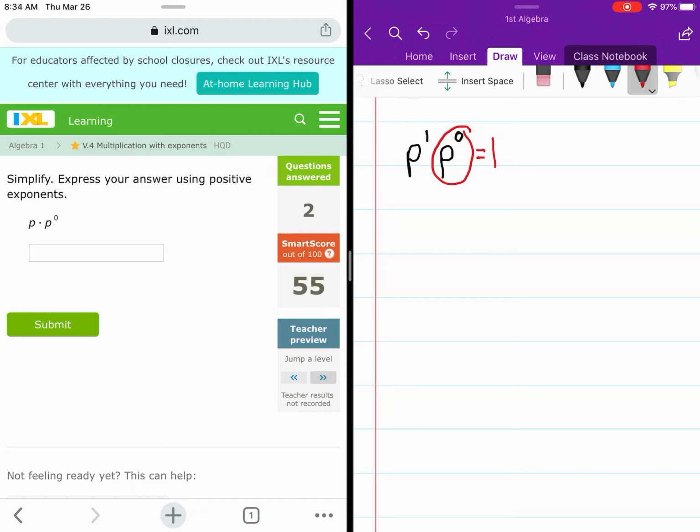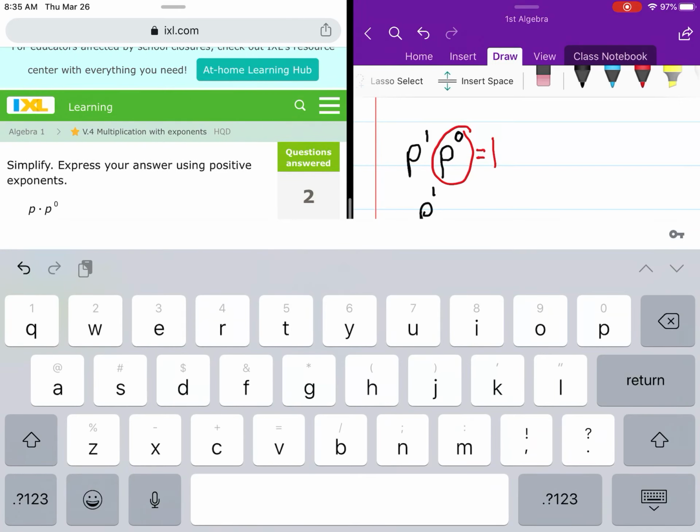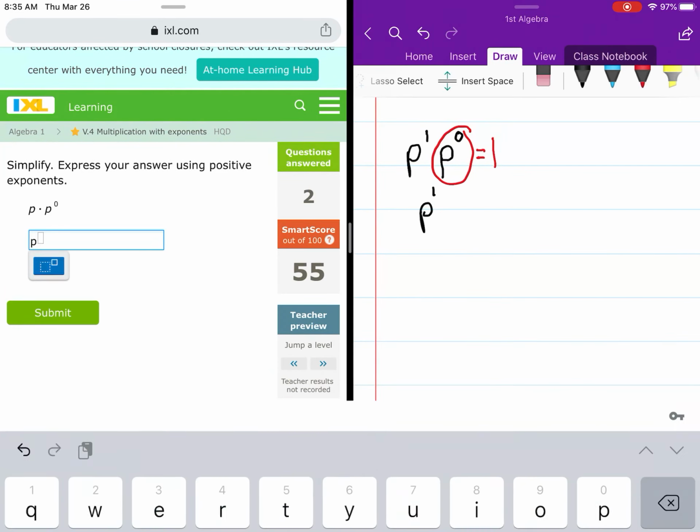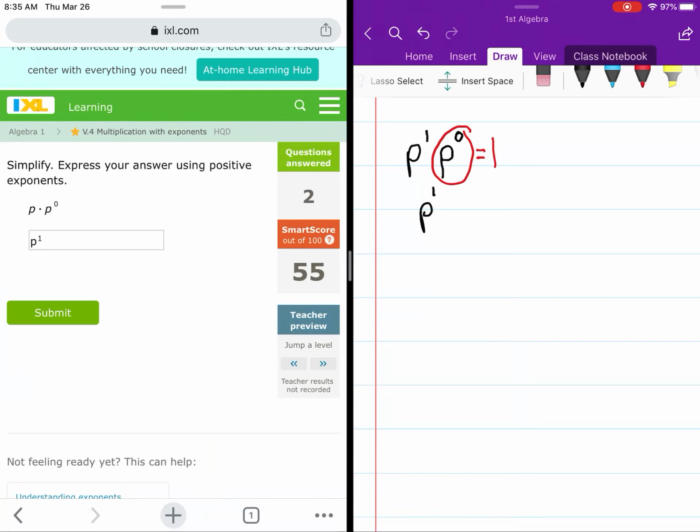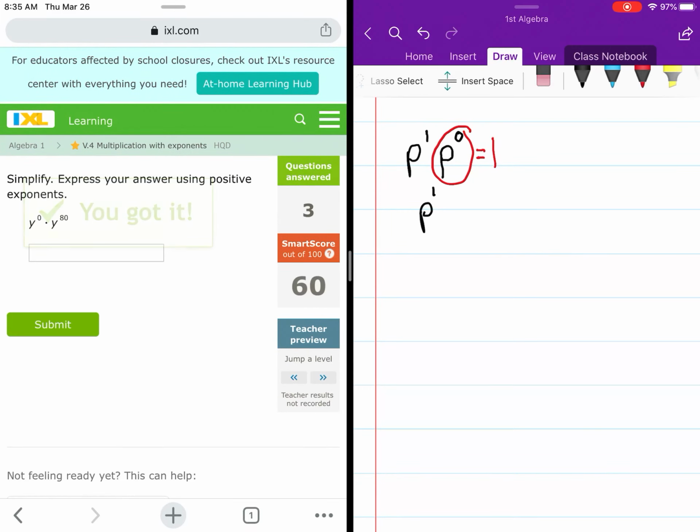And remember that you don't have to write 1 with a variable. So then my answer for this is only going to be P^1. I don't have to write the second one because it's a 1 and I don't have to write it. So P exponent 1. Now you don't have to write the exponent if it's a 1, but you can if you want to. It'll still mark it correct.